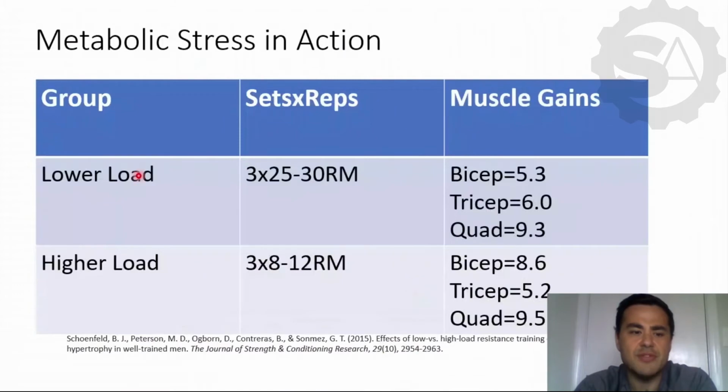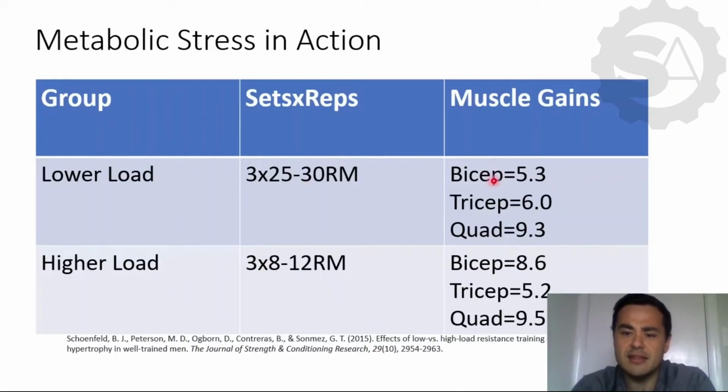Here's another example of that, and now actually looking at metabolic stress in action. If we have this lower load being 3 sets of 25 to 30, which is absolutely brutal, by the way, we look at the muscle gain in this group, and the bicep was 5.3, the tricep was 6.0, the quad was 9.3, and these are going to be percentage gains.